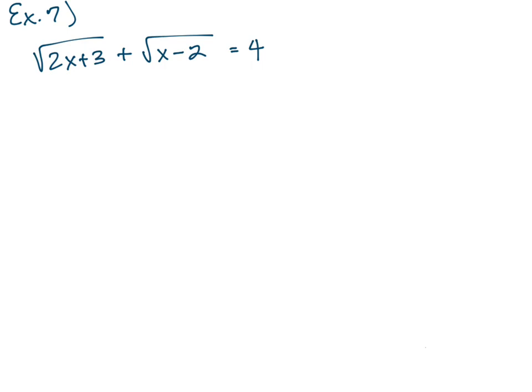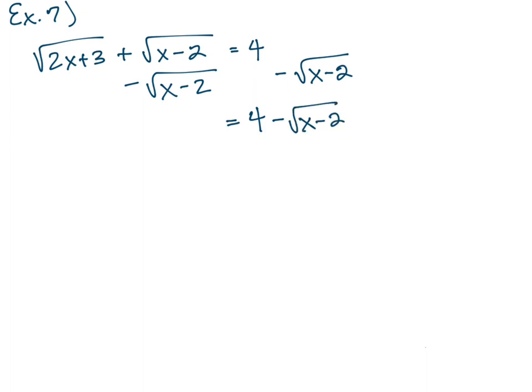So for right now, I'm going to focus on isolating the first one, meaning I'm going to move everything else to the other side. So on the right side, I have 4 minus the square root of x minus 2 equal to the square root of 2x plus 3. Okay? Now we're going to square it because I've isolated one of the radicals. It's the best I can do at this moment. So we're going to square both sides and we can get rid of at least one of them.